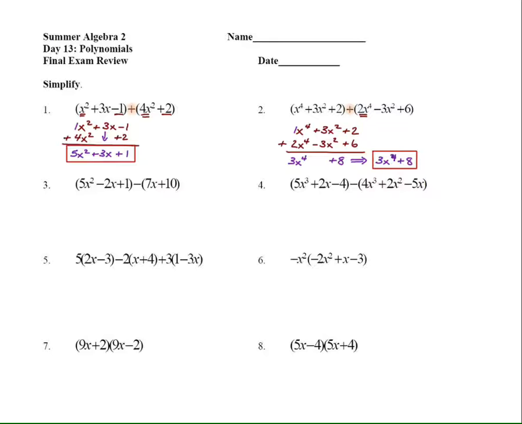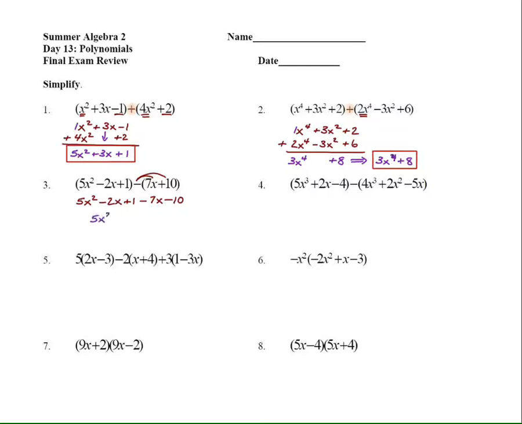Okay, and then for number 3, we have two expressions being subtracted. Want to handle that slightly differently. So the first thing I like to do is just distribute that minus sign to that second quantity. I think it's just an easier way to deal with what's being subtracted. And then I'm still going to line up my like terms, but I think after I've done that, it's a little bit easier to deal with what's positive and what's negative.